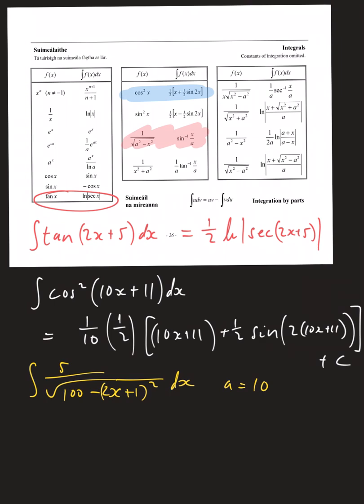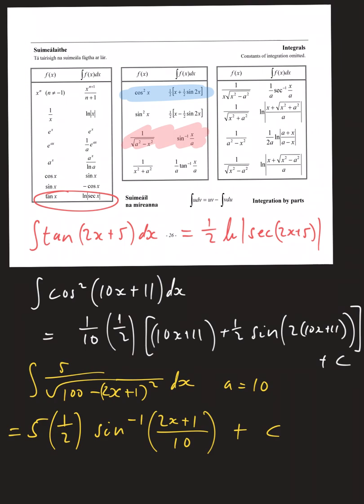But that's okay. What that means is that we're going to have a 1 over 2 in front of everything. And then, in place of x in that formula, we'll have 2x plus 1. So overall, this one is going to turn out to be, that 5 stays in front. There's my 1 over 2 because of my 2x. Then, the formula tells me that it's inverse sine of x over a. So I will have inverse sine of 2x plus 1 in place of x, and for a I have 10, plus c. So that's it.